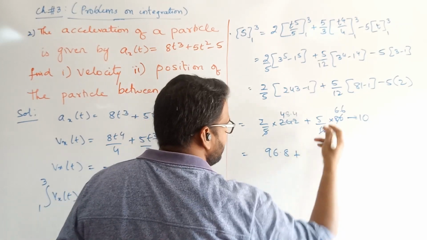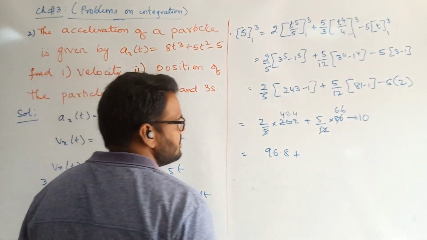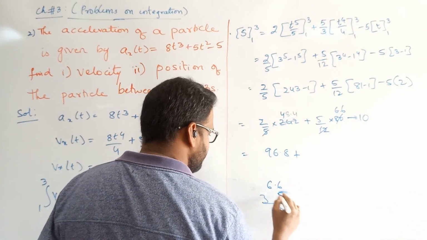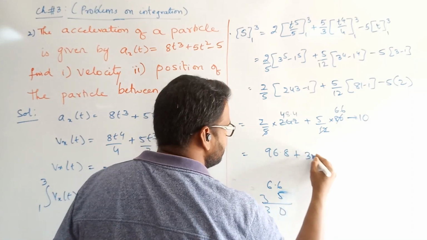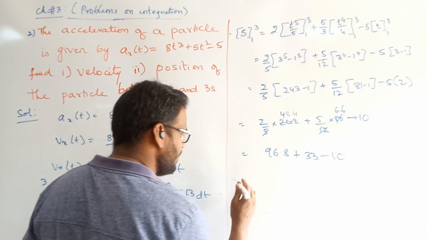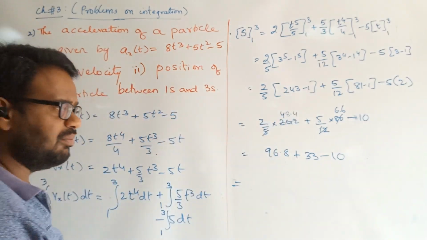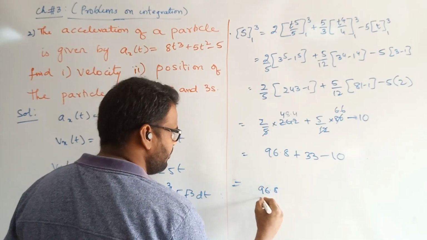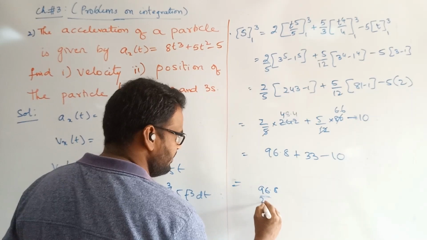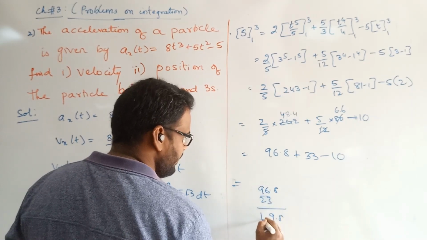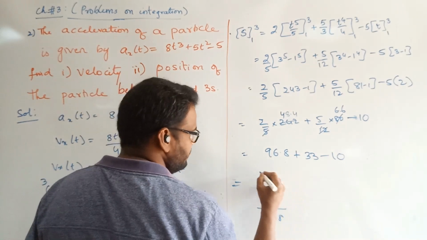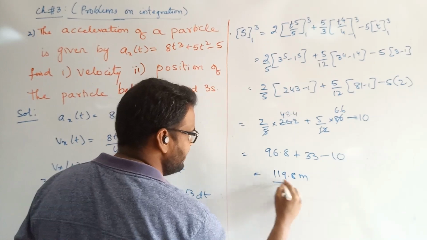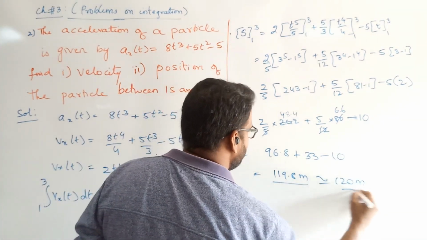96.8 plus 6.6 into 5 is 33. 30 plus 3, 33. This is equal to 33 minus 10. I'm just doing the mathematical steps elaborately. I am not using a calculator. So 96.8 plus 33 minus 10 gives 119.8. This is equal to 119.8 meters, because displacement is in terms of meters, or this is nearly equal to 120 meters.